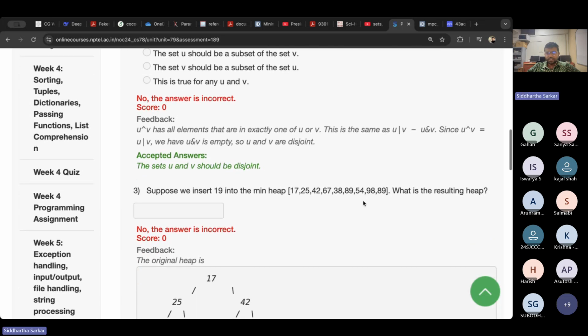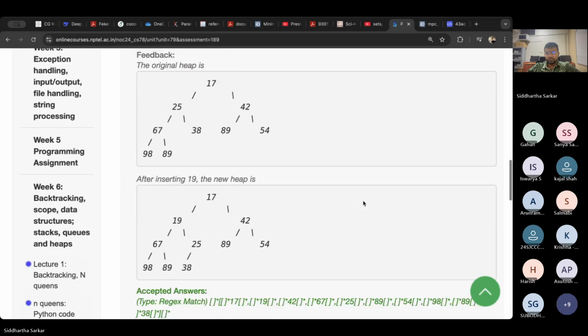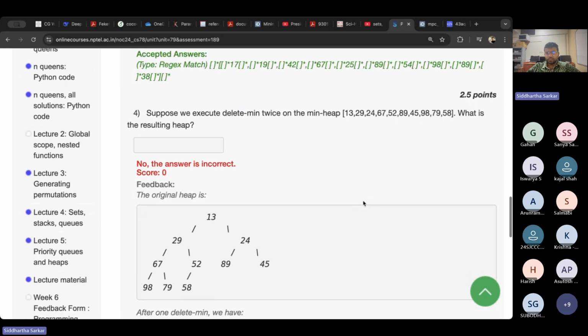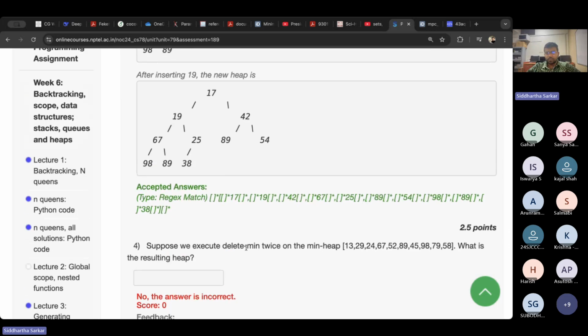So there is a similar question now. Suppose we execute delete min twice. On a minimum heap, you can delete the minimum element which is at the root. But once the root element is deleted, how do you restore the heap property? That is the purpose of this question.